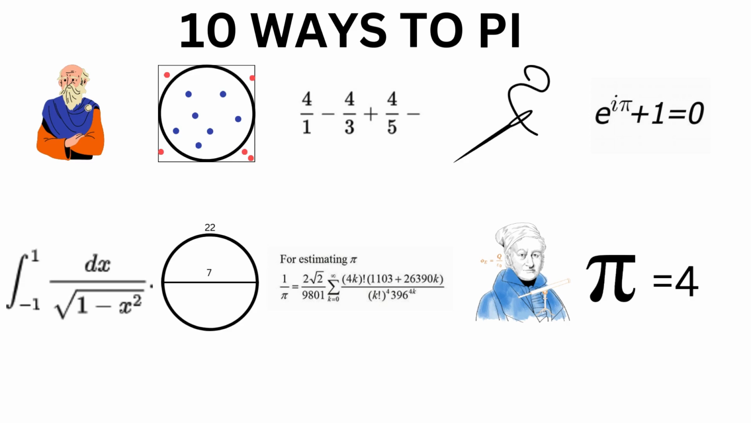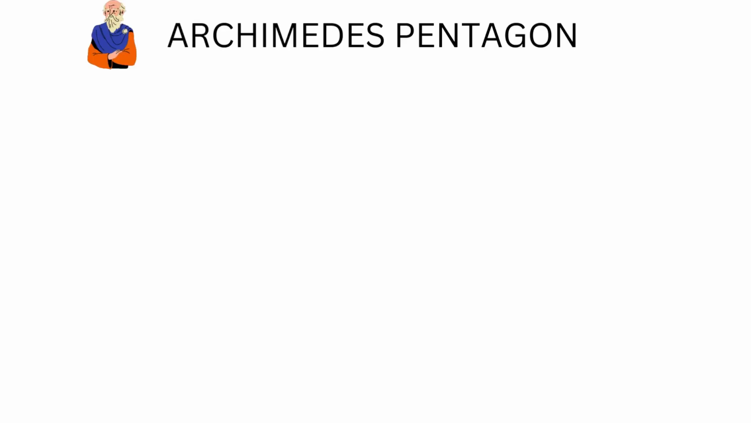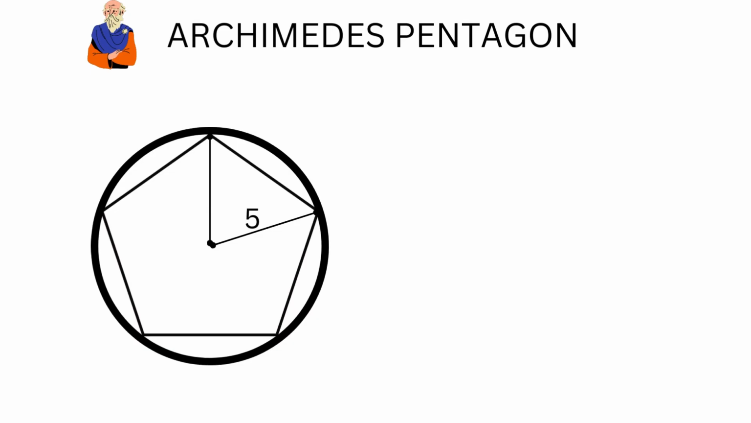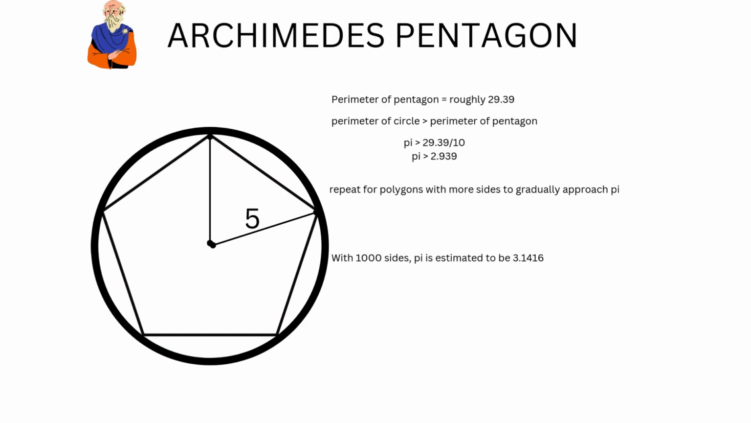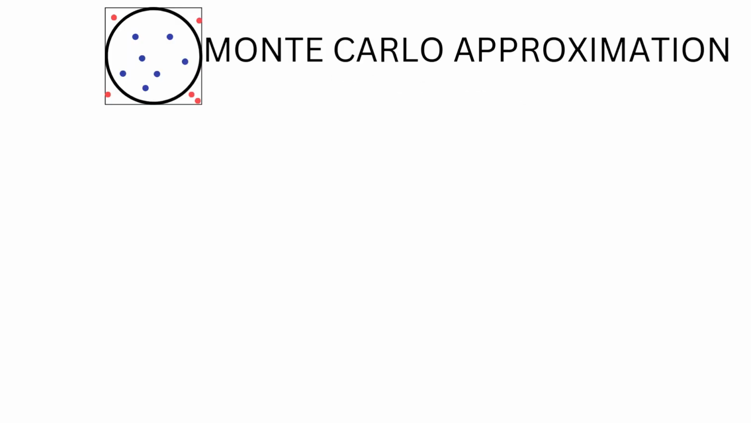Here are 10 unique ways to find pi. Archimedes pentagon. Take a circle of radius 5 and inscribe a pentagon in it. We can find the pentagon's perimeter to be 29.4. Since the circumference is greater than the pentagon's perimeter, pi must be more than 2.94. We then repeat for polygons with more sides to gain a more accurate result.